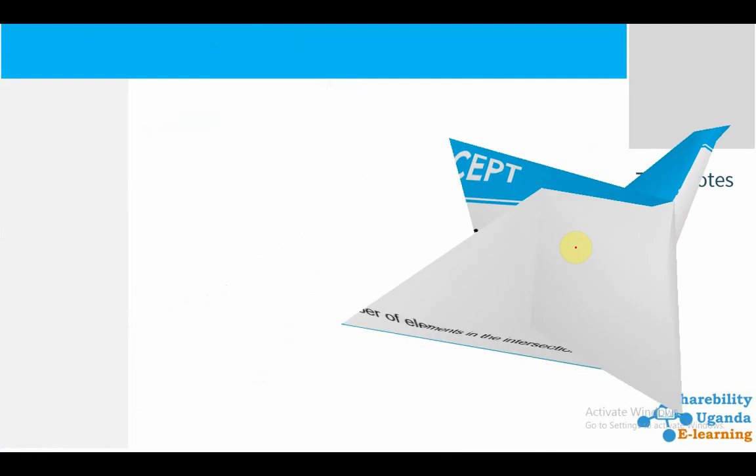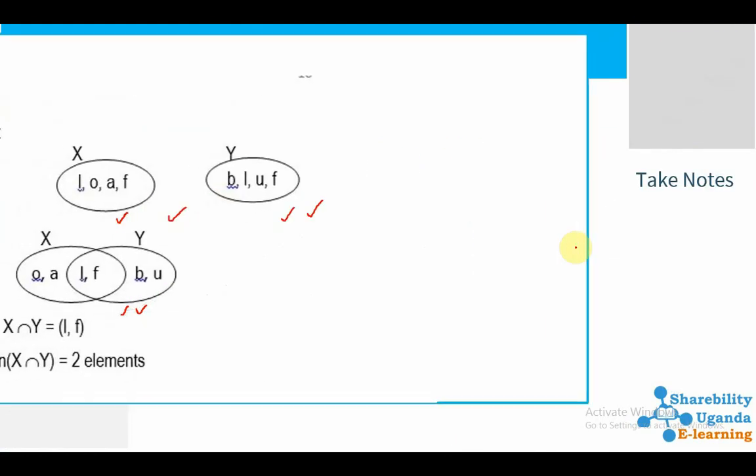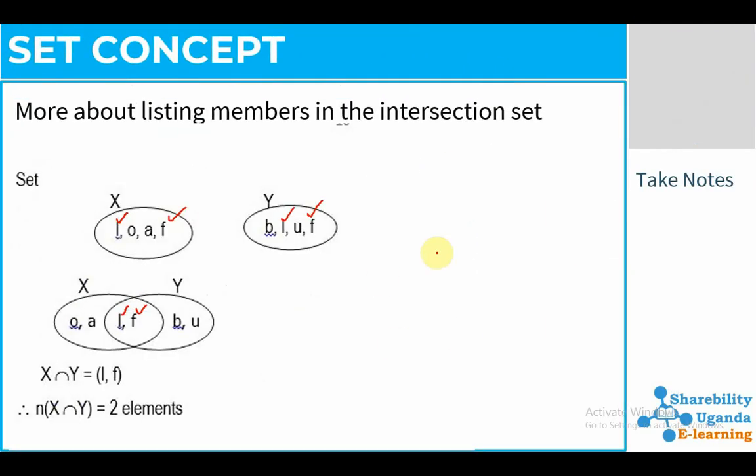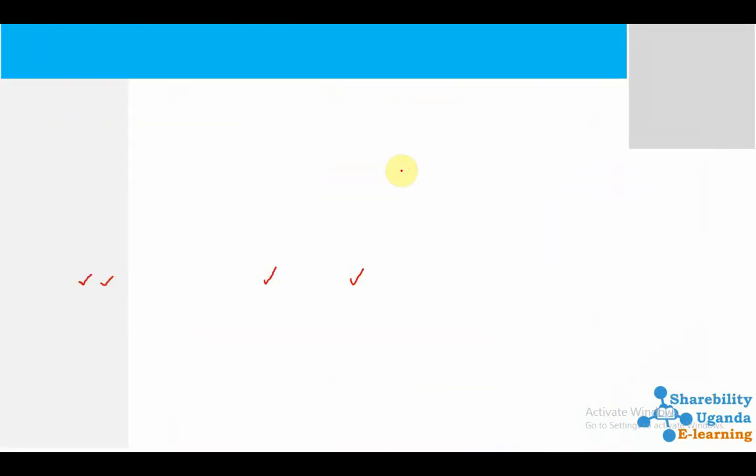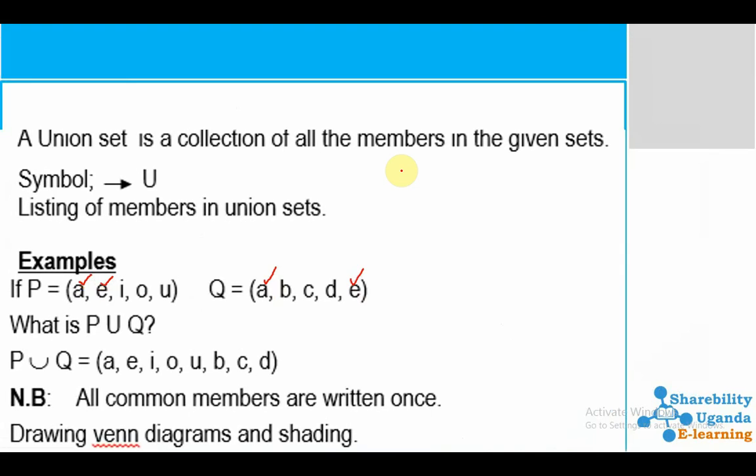We also went ahead and talked about other examples, listing the members in the intersection set. We also looked at listing members in a union set. We define the union set as a collection of all the members in given sets, with the symbol of how you can present a union set. We looked at this one, and that was so nice.